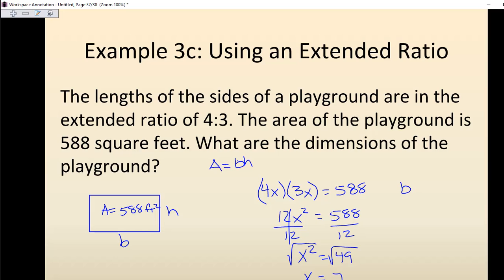So that means our base is going to be 4 times 7, which gives us 28. And our height is going to be 3 times 7, which is going to be 21. Now, one way to check this is to take 28 times 21 and see if, in fact, it does equal 588.